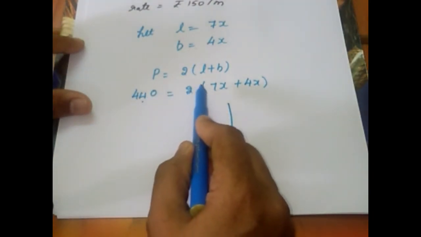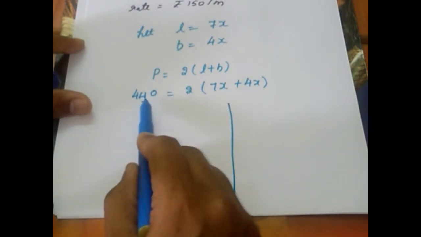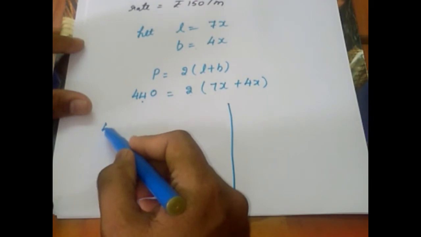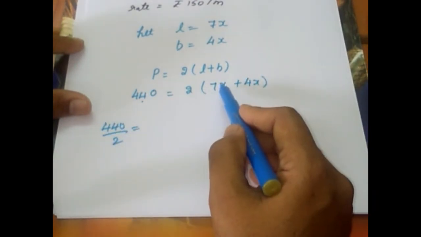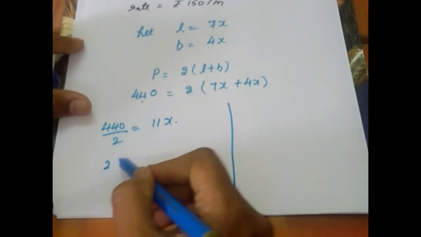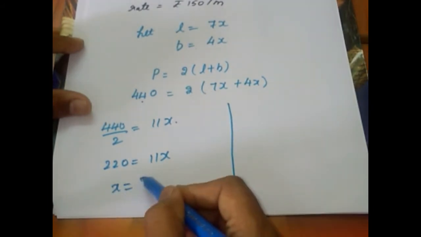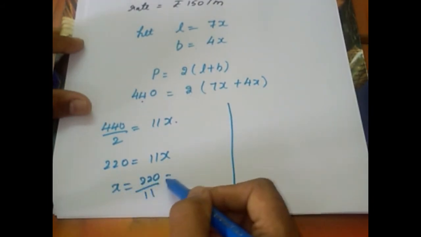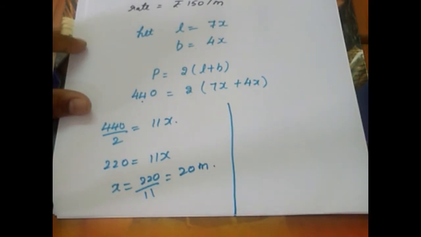This is 2 into (7x plus 4x). When this 2 is shifted to the left hand side, it becomes division. 440 by 2 is equal to 7 plus 4, that is 11x. Now 2 2s are 4, so 11x equals 220, and x is equal to 220 by 11, that is 20 meter. That is the first method. What is the second method?